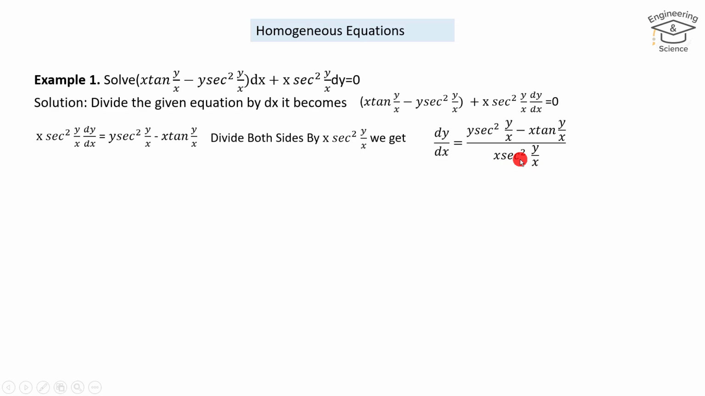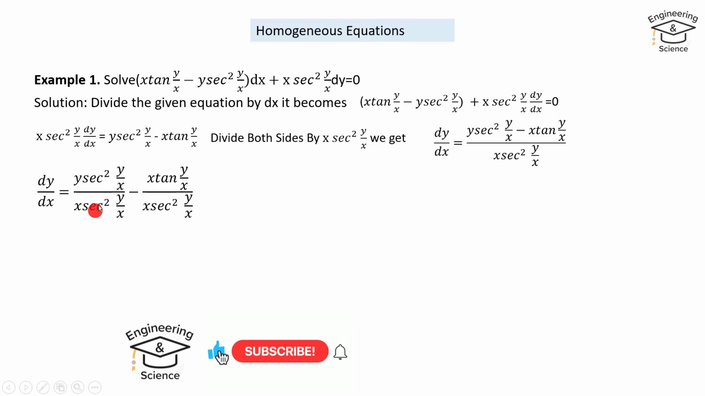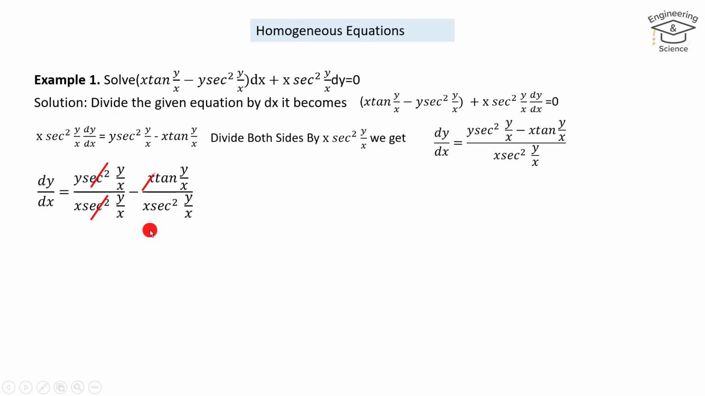We have this denominator. It's a common denominator for the numerator, which is 2 terms. So this denominator becomes the denominator of this term and this. So it becomes dy over dx equals y sec²(y/x) over x sec²(y/x) minus x tan(y/x) over x sec²(y/x). These terms cancel each other, and this x cancels as well. It becomes dy over dx equals y over x minus tan(y/x) over sec²(y/x).